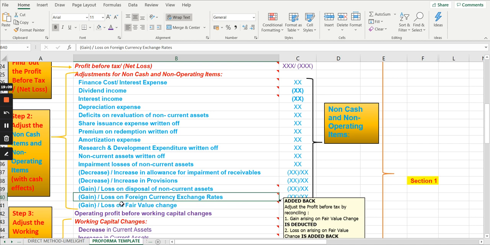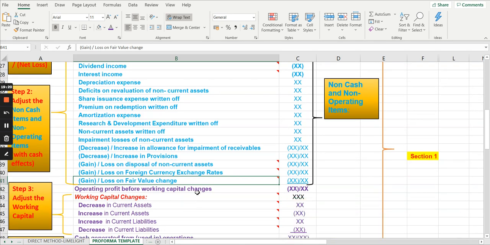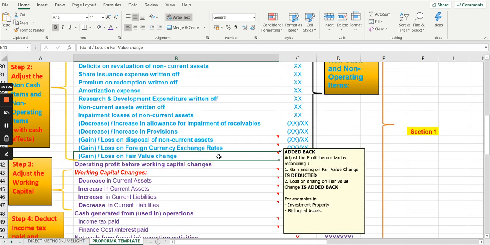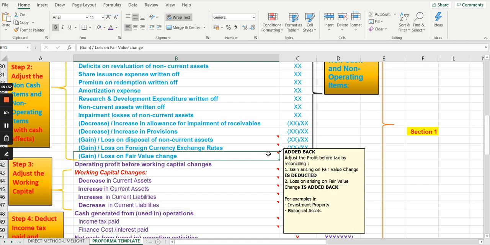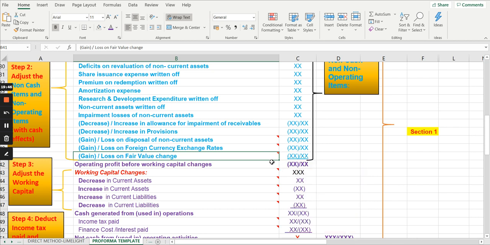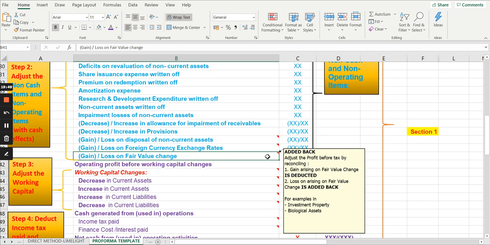These are just some examples that I have managed to figure out for you. Now, any gain or loss on fair value change could relate to when you adopt the fair value model for your investment property, or where you have biological assets that also use the fair value model. And if you have any gain or loss on the change in the carrying amount as compared to the fair value, for example in the case of biological assets, fair value less cost to sell.